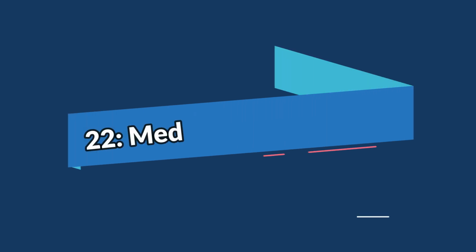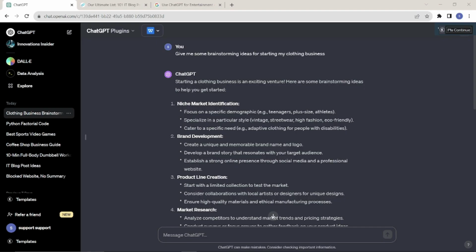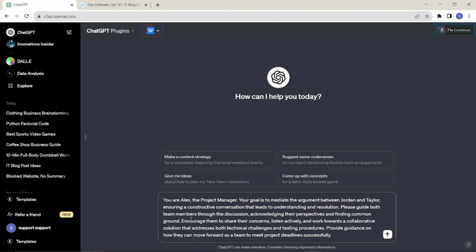Okay. All right. So now tip number 22 is mediation in ChatGPT. So, conflict resolution or decision making, now you can learn how ChatGPT can mediate a scenario. All right. So let's just say this is one scenario where two people are arguing, you and Alex, the project manager, right? So your goal is to mediate the argument between Jordan and Taylor, ensuring a constructive conversation that leads to understanding a resolution. Please guide both team members through the discussion, acknowledging their perspectives and finding common ground.